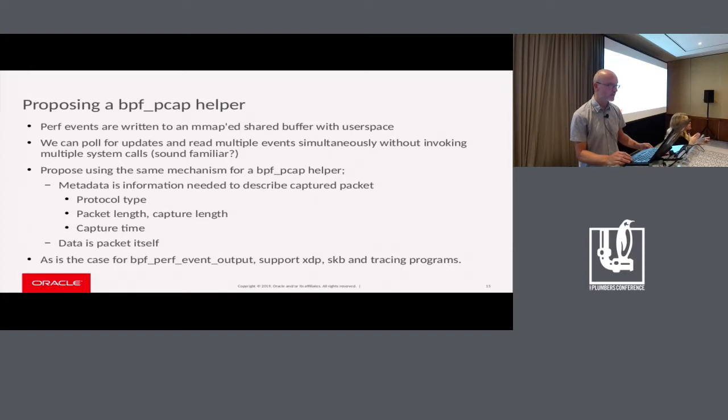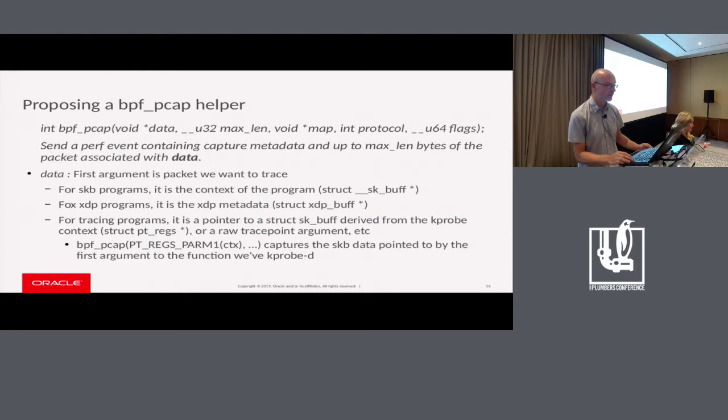So what I'm suggesting is we use the same mechanism for a BPF PCAP helper, a helper specific to doing packet capture. In this case, rather than letting the user specify the metadata, we'll specify it ourselves, and we'll specify the information you need to actually capture that data. So it's the protocol type, the packet length, and the capture time, and then the data is the packet itself. And as is the case for the bpf_perf_event_output helper, I'd suggest we support it for XDP, SKB, and tracing programs. But the tracing case is the real interesting case, because that's the one we can't do as well today. So that's the sort of function signature I'm suggesting. The first argument is the context of the program in the case of SKB and XDP programs.